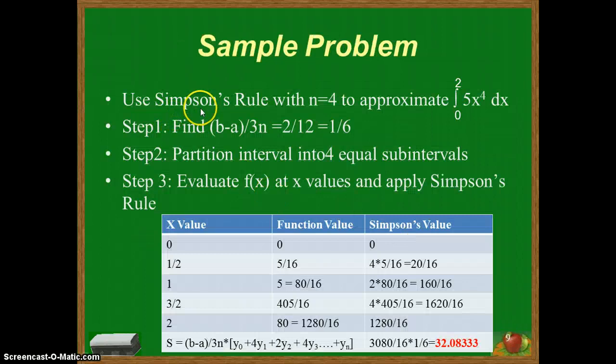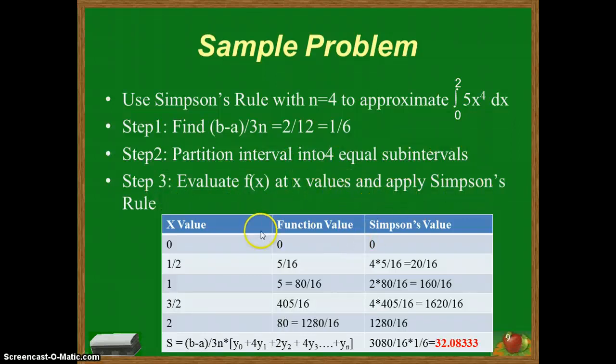Okay, sample problem. Use Simpson's rule with n equals 4. So again, we're going to have 4 subintervals to approximate the integral of 5x to the 4th from 0 to 2. Step 1, find b minus a over 3n. So we have 2 minus 0 over 3 times 4, which is 2/12, which is 1/6. Step 2, partition the interval into 4 equal subintervals. Step 3, evaluate f of x at the x values and apply Simpson's rule.